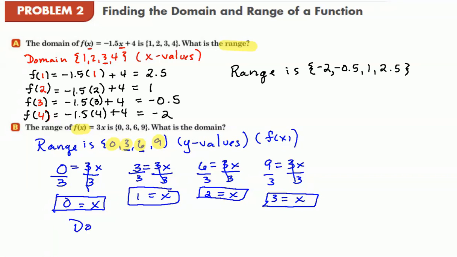So we're going to write down domain is, open bracket, go from least to greatest, 0, 1, 2, 3. Close bracket. There's our domain. Domain is all our x values. So there are our answers for the x.